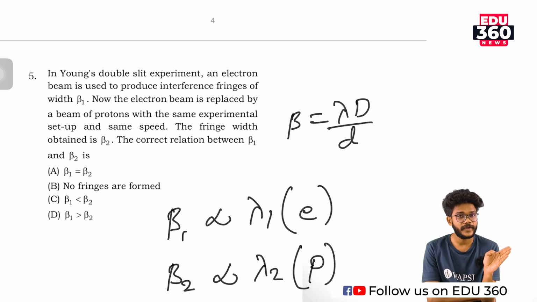Each beta, each wavelength, can be related to the mass of the particles which we have used here. The first is an electron and the second is a proton. Which one has the greater mass? The proton has the greater mass. Which one has the greater wavelength? The electron has the greater wavelength.